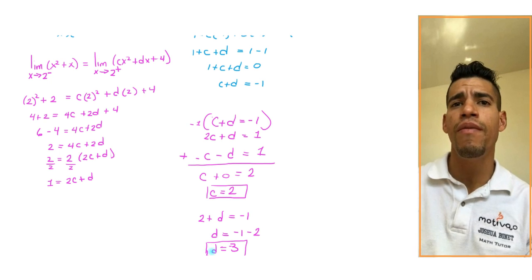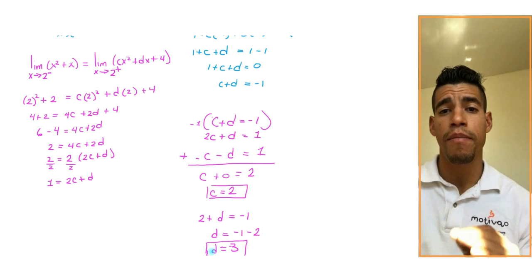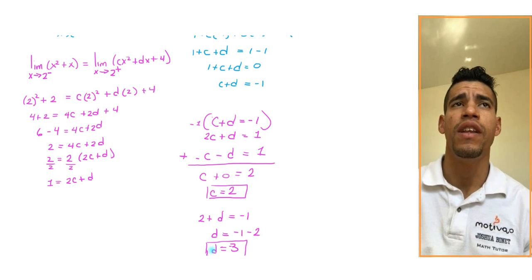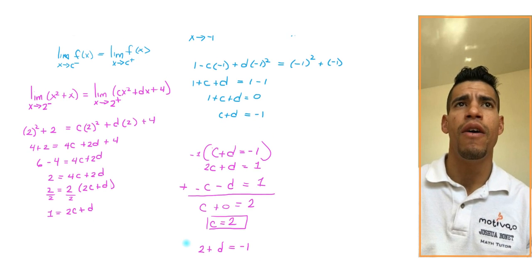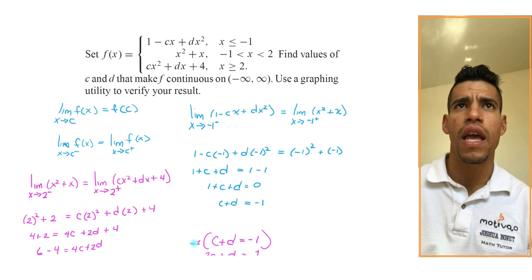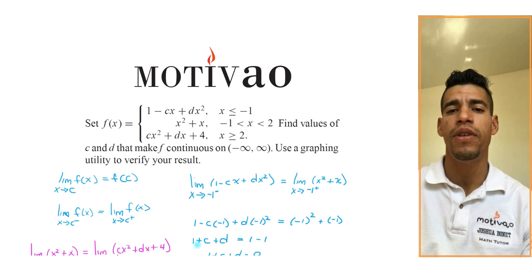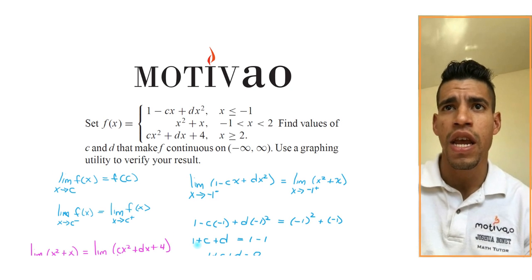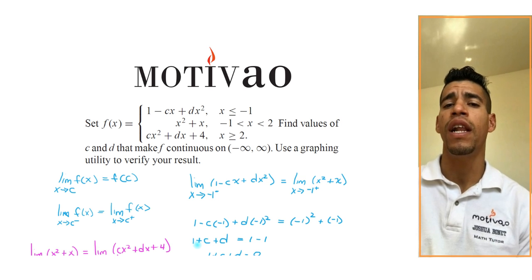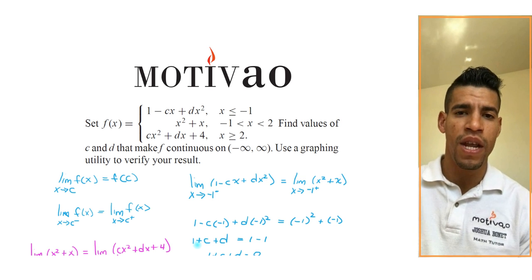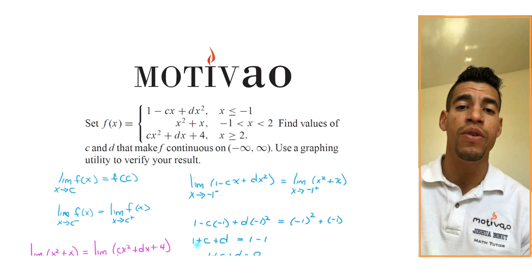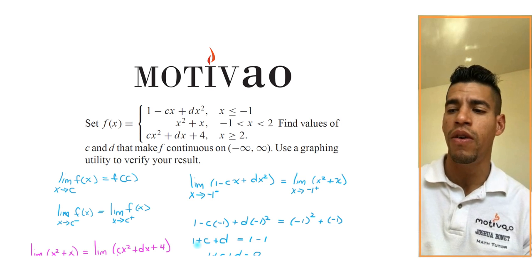Okay? And those are the two values that are going to make this function continuous. Now remember, the function becomes what? You need to substitute those two values in order to use the graphing utility. I won't do that in this video. If you want me to do it, leave a comment below.